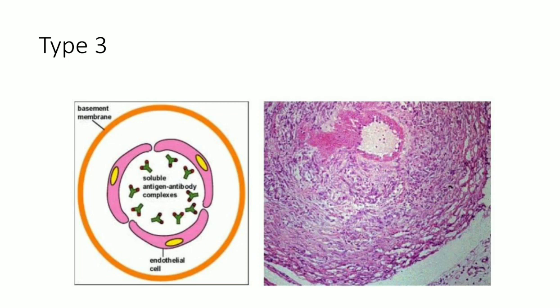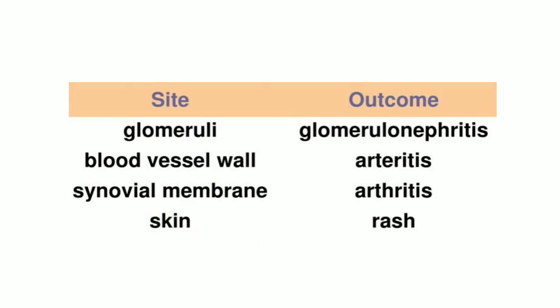So this is what we are actually seeing, antigen antibody complex in this picture, and this can deposit somewhere else in our body. For example, in the glomerular capillaries it can cause glomerulonephritis. If it is in the arteries it can cause arteritis, that is polyarteritis nodosa. And in the joints it can cause arthritis like rheumatoid arthritis, and in the skin it can cause rash.